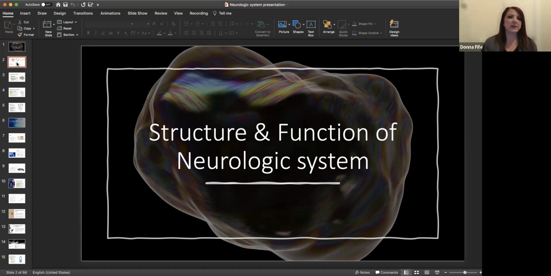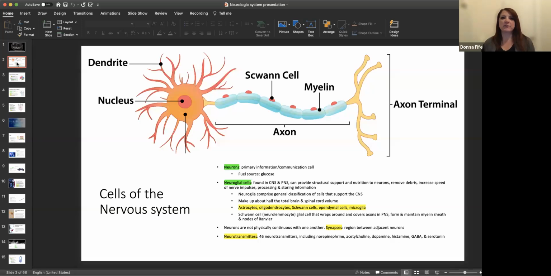Okay. So looking at structure and function of the neurologic system, we can first talk about the cells of the nervous system. The neurons, this is the primary information and communication cell of the nervous system, and it uses glucose as its fuel source. The neuroglial cells, these are found in the CNS and PNS, and can provide structural support and nutrition to neurons, remove debris, increase the speed of nerve impulses, and can be used for processing and storing of information.